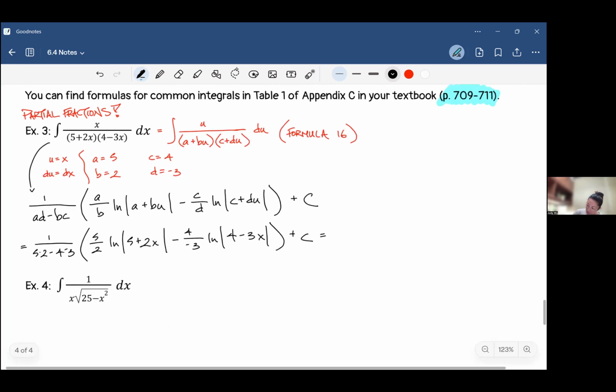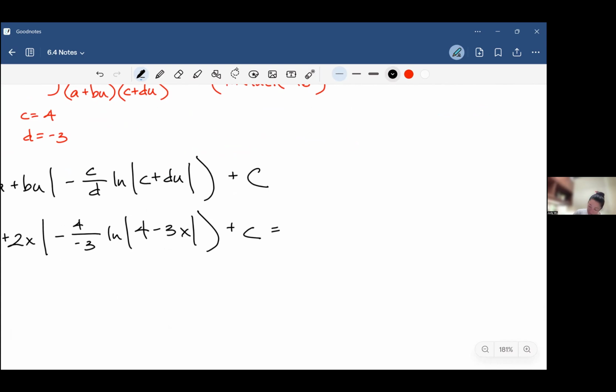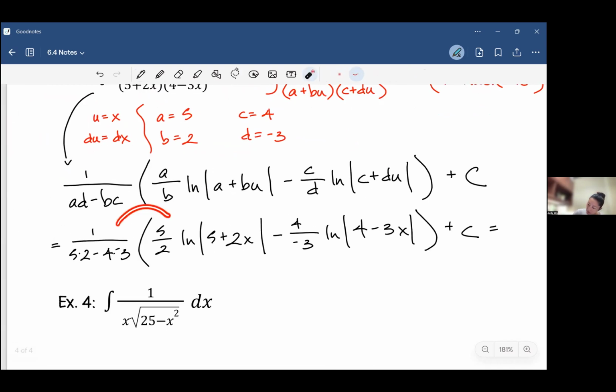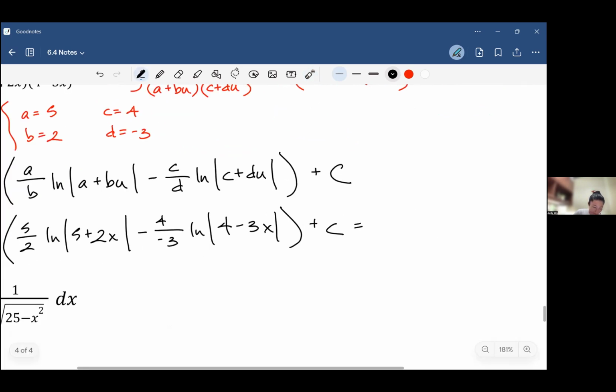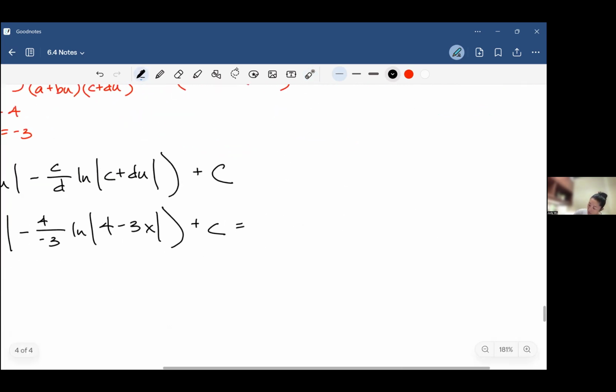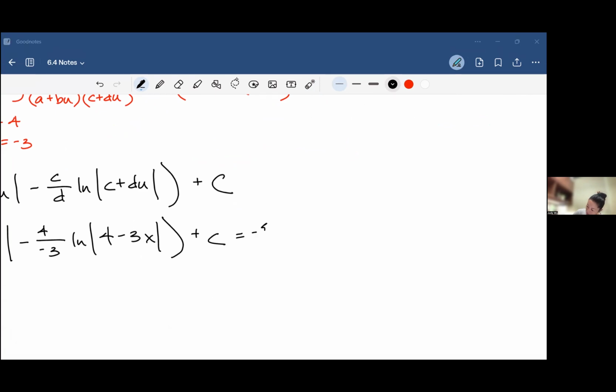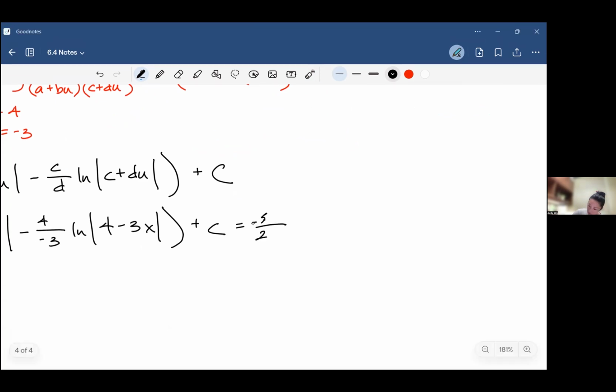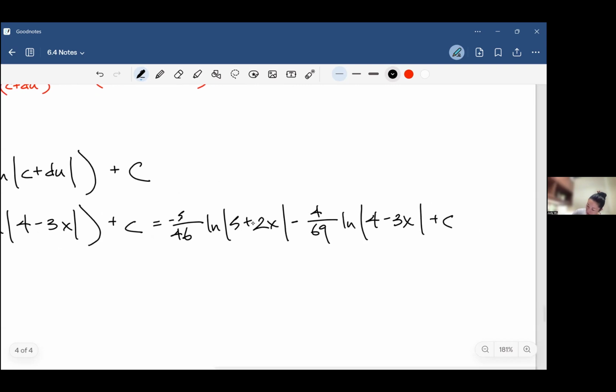So we should end up with, oh, and we're going to distribute those out to those two terms too. So when you do all of that, you should get negative 5 over 46, natural log of 5 plus 2x, minus 4 over 69, natural log of 4 minus 3x, plus c. Okay.